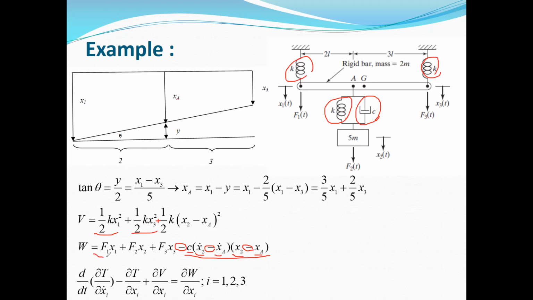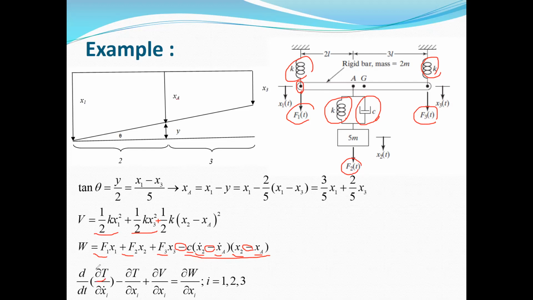And also we have three external forces which are applied at points measured by x1, x2, and x3. So we will have three forces multiplied by the displacement to calculate the work done by these forces. So this is the W, and now we can calculate the equation of motion by substituting into the Lagrange equation. And this is the Lagrange equation.